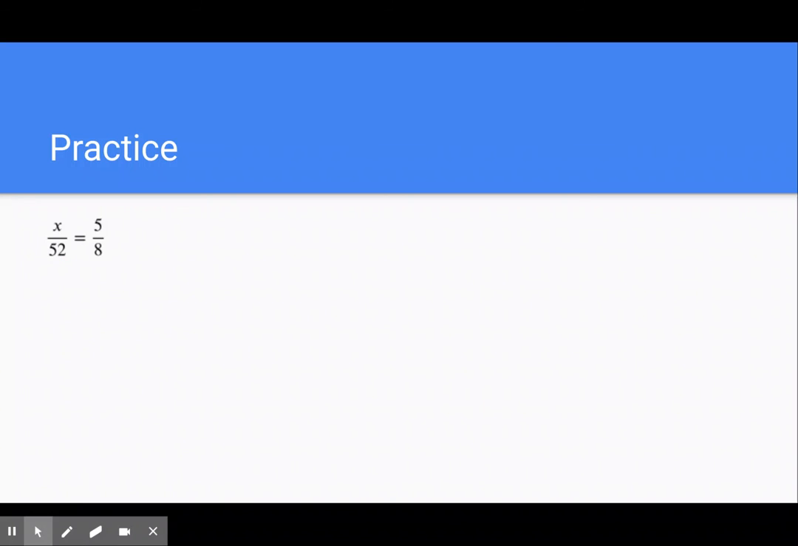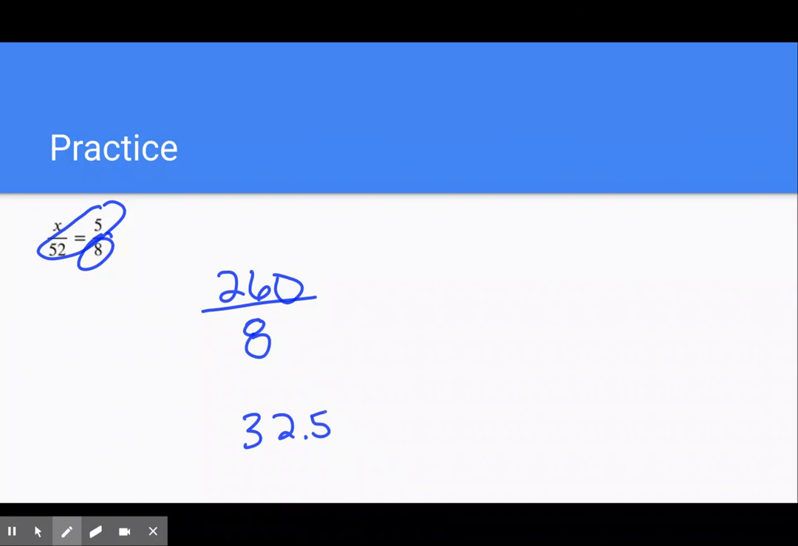Let's try this one. 52 times 5. 52 times 5 is going to give you 260. 260 divided by 8 is going to give you 32.5, or 32 1/2.